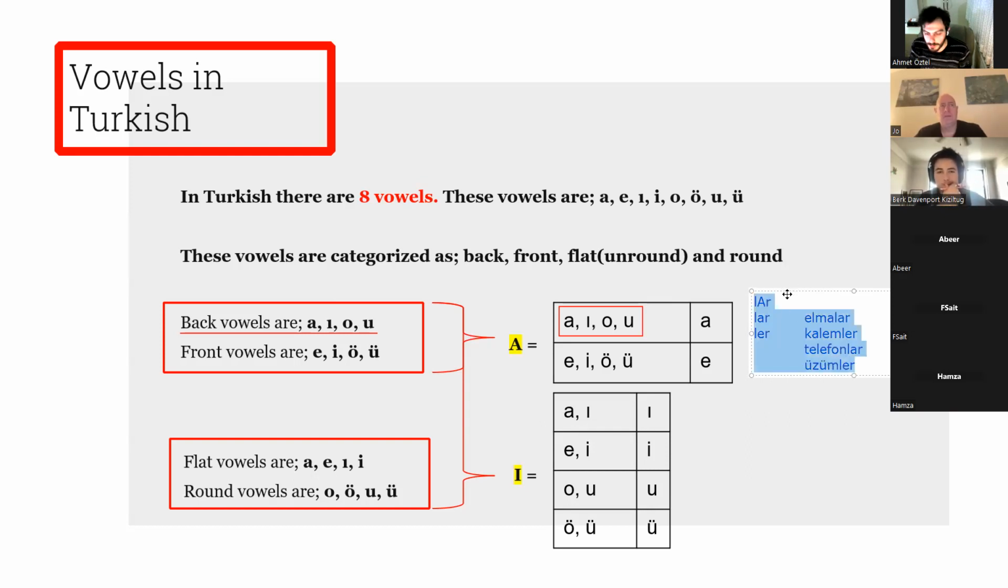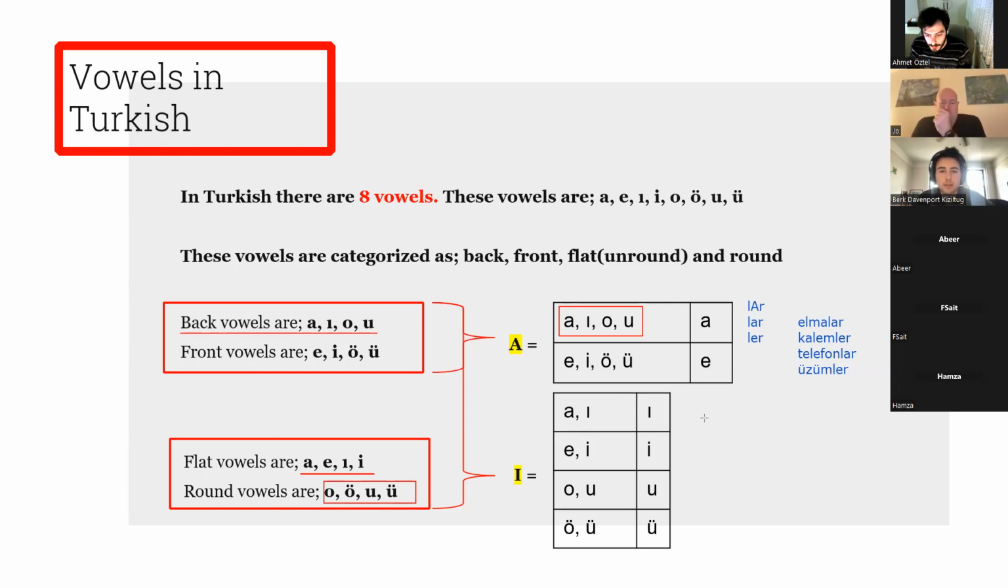This is the vowel harmony, but this is the small vowel harmony, the A-type vowel harmony. The other vowel harmony has four options, and in this one we also have to consider not only back and front, but we also have to consider whether they are flat or round. So in Turkish we have four flat vowels, and they are a, e, ı, i, and then we have four round vowels, and they are o, u, ö, ü.